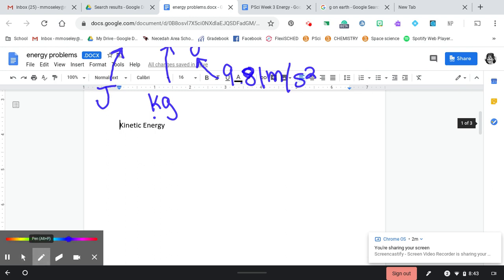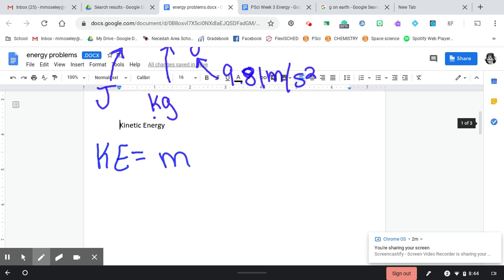Kinetic energy is going to be when the object is starting to move. So that would be KE, kinetic energy. It's still going to depend on the mass of the object. But since it's moving, it's going to be also interested in what the velocity of the object is. And the formula is going to be 1/2 the mass times velocity squared.